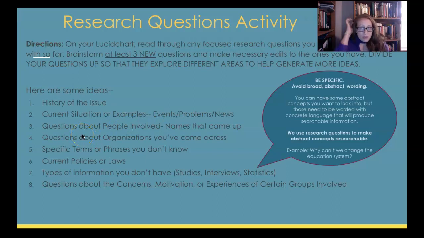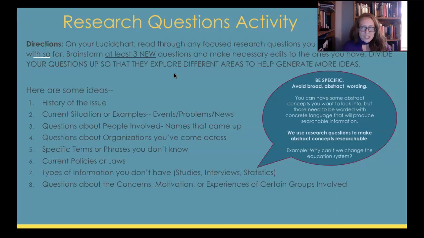Questions about people involved. For instance, you might have certain specific researchers or speakers or politicians or names that have come up. I think when I do standardized testing, Ken Robinson and Sal Khan from the Khan Academy come up a lot. So they might be specific people I would look up with standardized testing to see what they have to say.